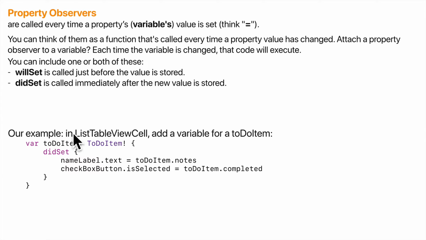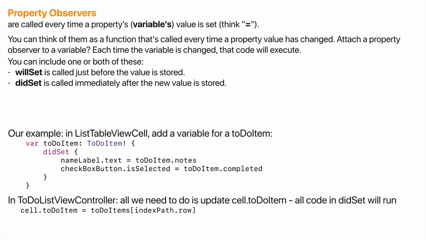So this is how we're going to use property observers in our code. Inside of list table view cell, we're going to declare a variable called to-do item, which is of type to-do item, and we're going to attach a property observer to it. And every time the value to-do item changes, we'll update namelabel.text and checkbox button is selected with the new properties inside of to-do item. Now where do we update to-do item? Well, we'll do that right inside of cell for row at. Now that's inside of our view controller file, the to-do list view controller.